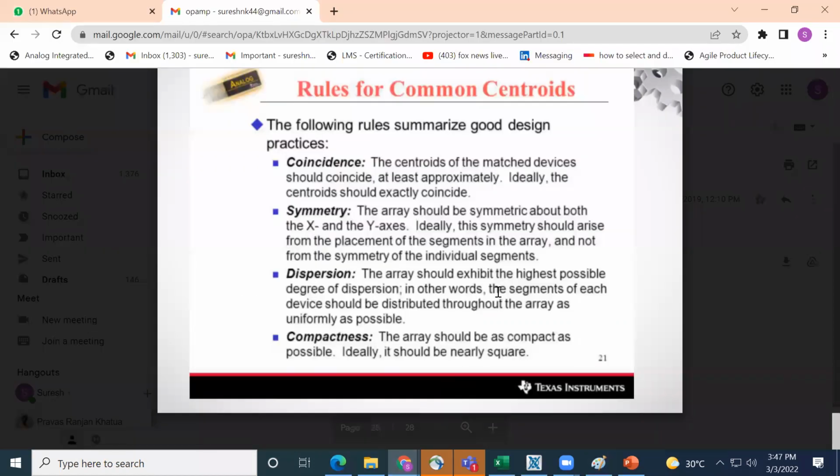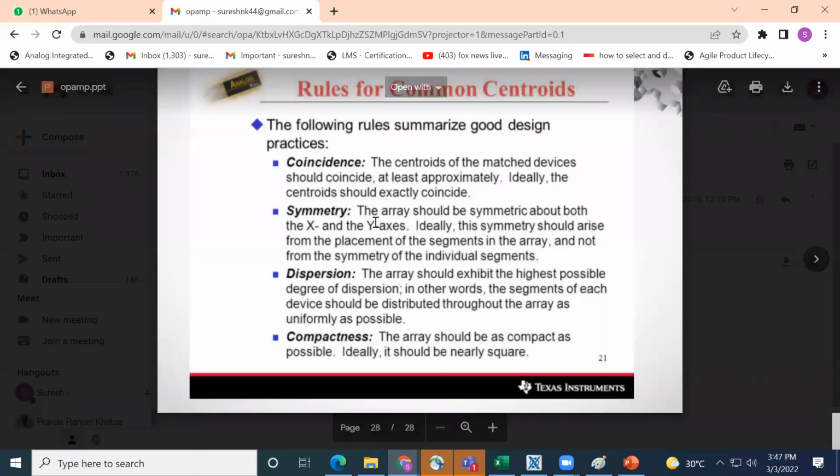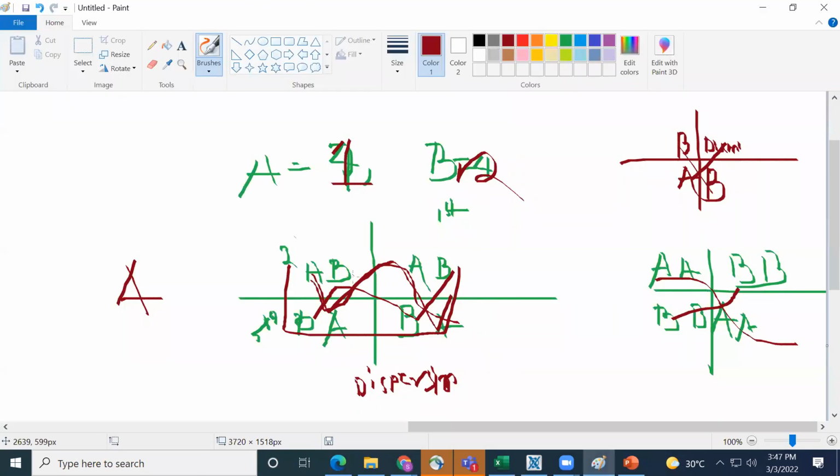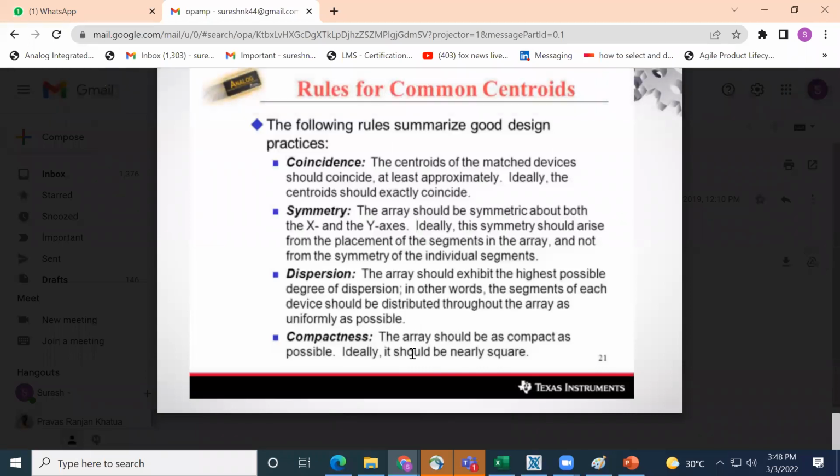Dispersion should be proper. I told you about dispersion. Symmetric: first quadrant equal to second, X and Y axis symmetry. And this should be coincident. Coincident means from the center point, you have to take a common center point. Again, I'm repeating: coincident, symmetry, dispersion, compactness. If you have doubt, you can take a screenshot of this PPT. For any device you are given, do common centroid and try to make the first quadrant equal to the third quadrant, and the second quadrant equal to the fourth quadrant. Actually, we don't have time, I will give you more. We have only 10 minutes.